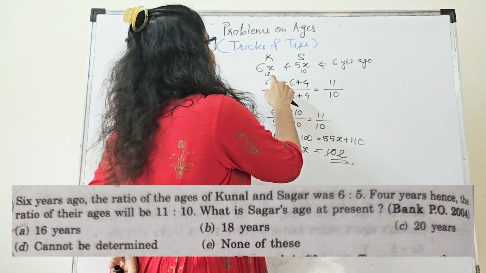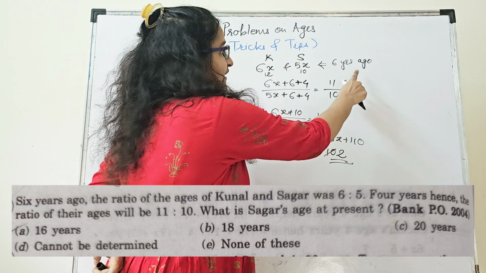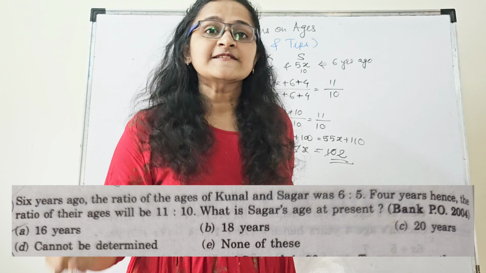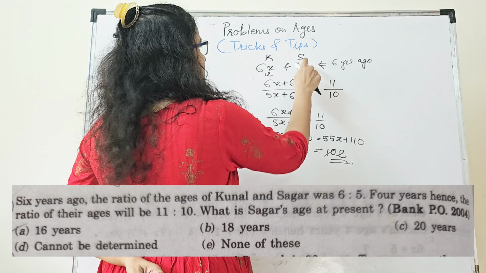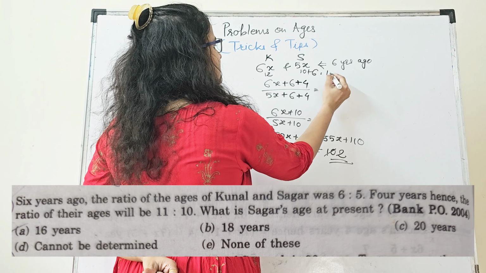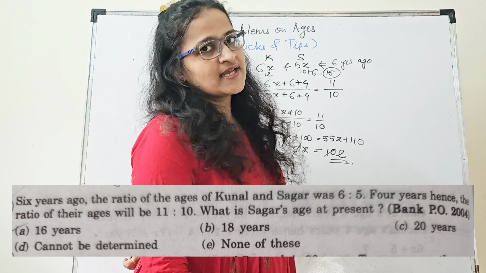But these are their ages 6 years ago. I've already mentioned, right? We assumed it that way. And what are they asking? Sagar's present age. So Sagar's age before 6 years is 10. So his present age is just plus 6. So 16 is the present age of Sagar.